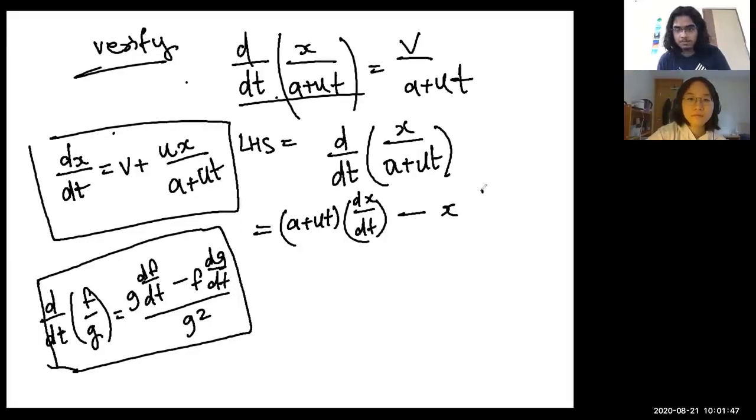So could someone in the chat write down what the value of this is? D by dt of a plus ut. It's u, exactly. And the denominator is just g squared, so a plus ut whole squared.